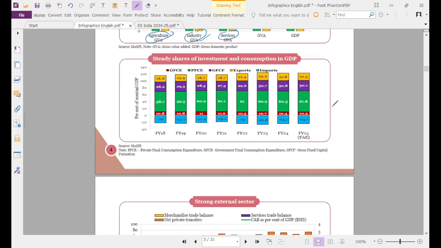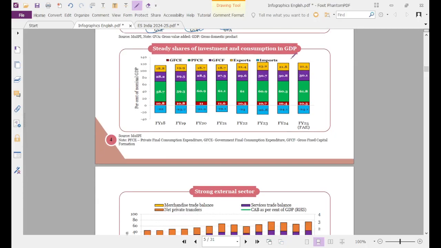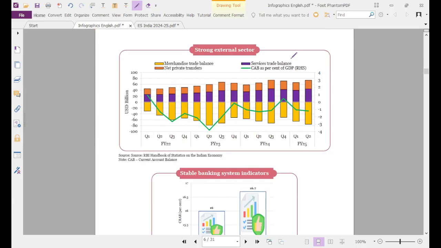Then steady shares of investment and consumption in GDP. It is not that important, but you can see the various imports and exports. Then strong external sectors, right? The services and trade balance, the current account balance is being talked about. The yellow indicates the merchandise trade balance, and the orange is net private transfers.